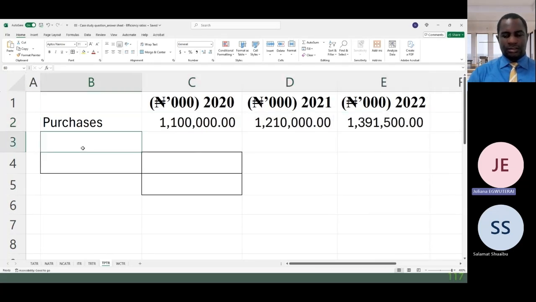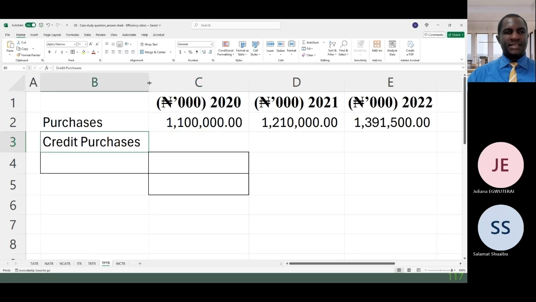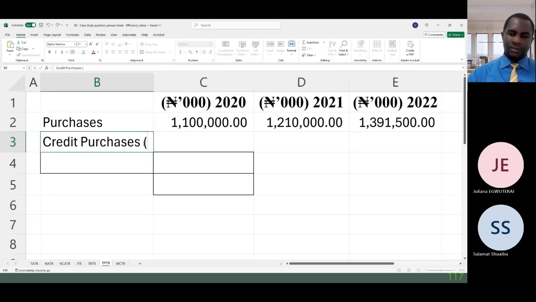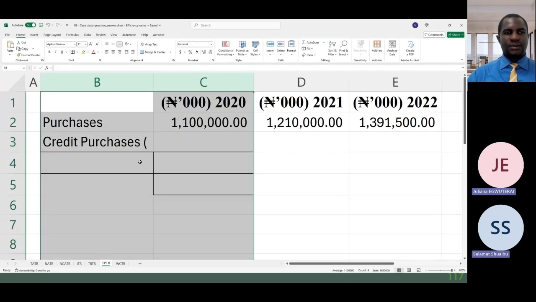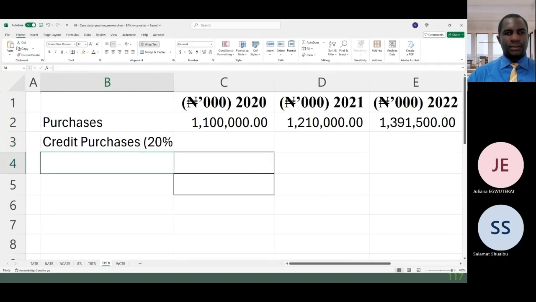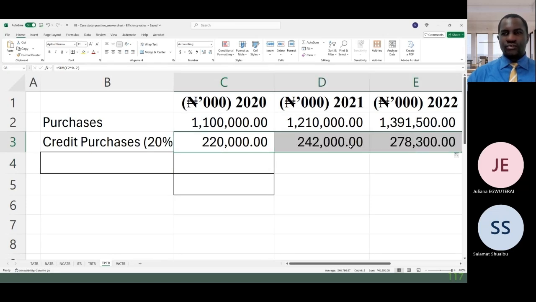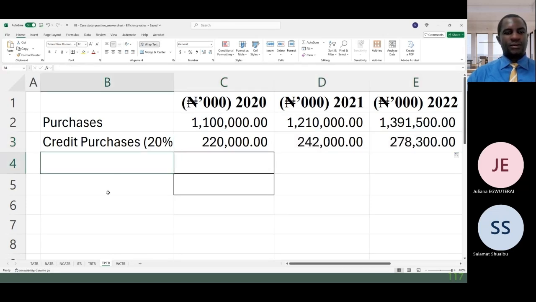For the 3 years. So how many percent is the credit of our purchases, please? For 2021, 22, okay. 20%. I was asking for the percentage of credit. That's 20. Okay, thank you for that, Salma. So let me have this times 0.20. Good. I have 220, and I have 242, 278, 300.